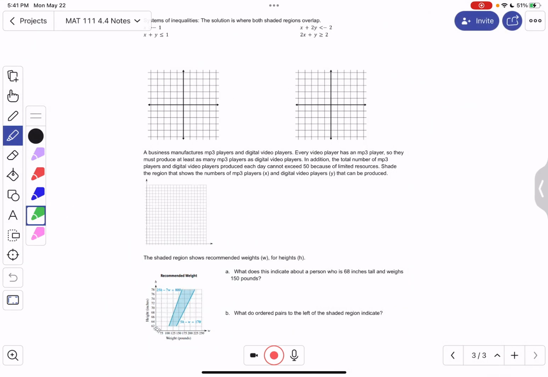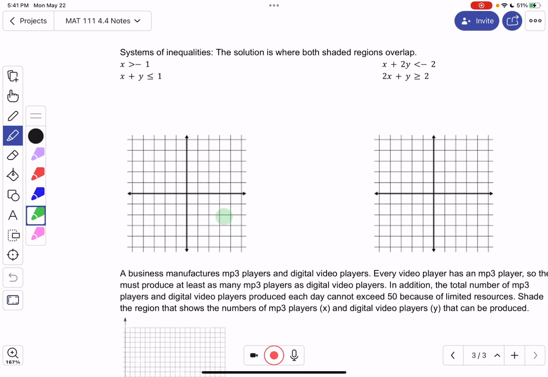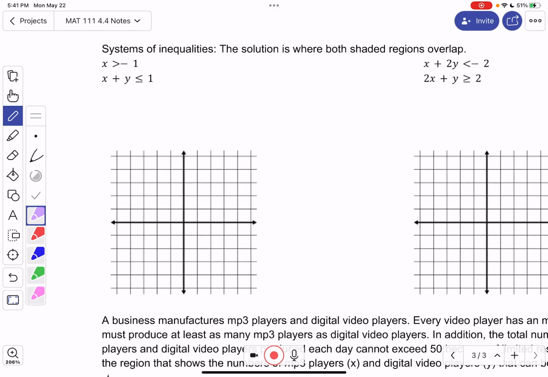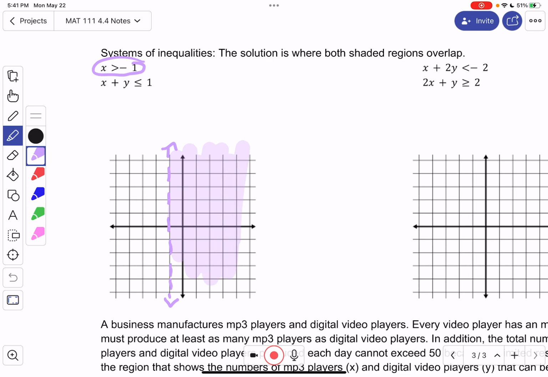When you're graphing systems, you do the same thing. You just graph both equations, and the answer is where both colors are. So if I were to graph this first one, x is greater than -1. So I'm going to put my dashed line at -1 because that's the line. Then I would shade above, so where the x is greater. So the purple is the first one. Let's do the second one in blue. How about green? I'm trying to make them look a little different.